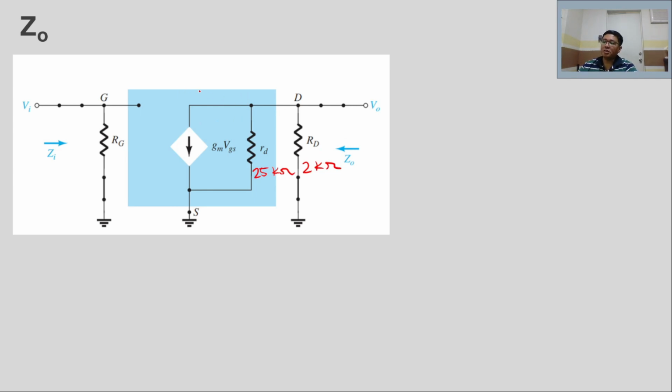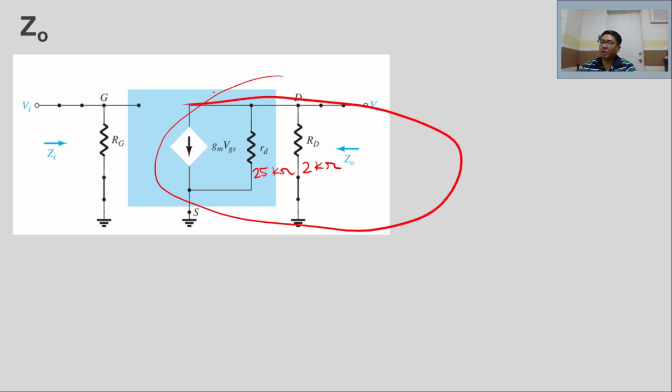For the output impedance, we're going to focus on this part. To determine the output impedance, we're going to zero out the input, VGS. If VGS is equal to 0, therefore ID is equal to 0. This is your ID represented by the dependent current source. Therefore, this will be an open circuit. And looking from the right of the output coupling capacitor, we will have this equivalent circuit.